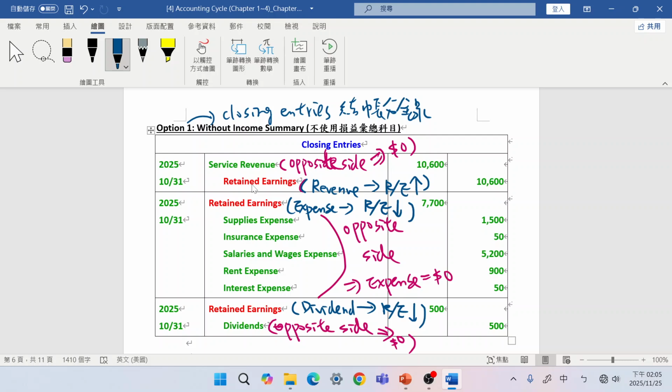Okay, so the concept is right here, but I won't test you on closing entries, 结账分录. So even though you don't know how to write down closing entries, 结账分录, it's okay. Okay, so that's it for the first hour. Let's take a break.